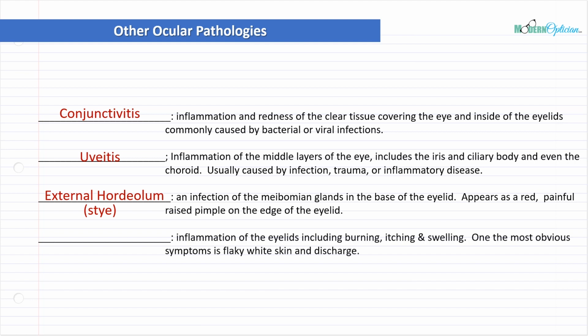Similar, but again, an eyelid condition. Blepharitis is the inflammation of the eyelid and includes burning, itching, swelling. One of the most obvious symptoms is flaky white skin and discharge. It looks like dandruff on the eyelashes, and the eyelids get real pink and not nice. This is often secondary to other issues like dry eye syndrome or autoimmune disorders.